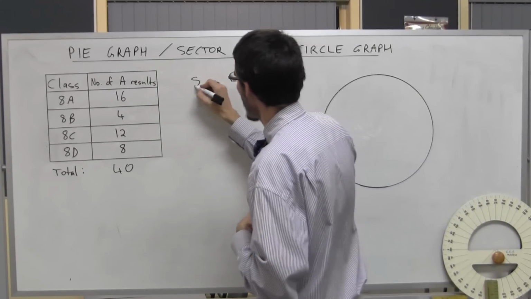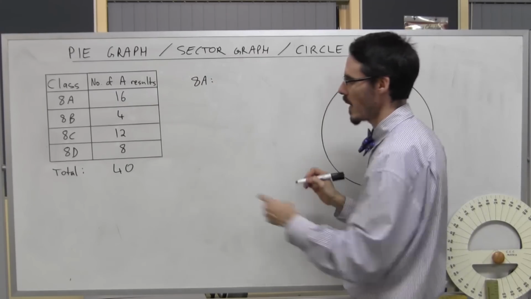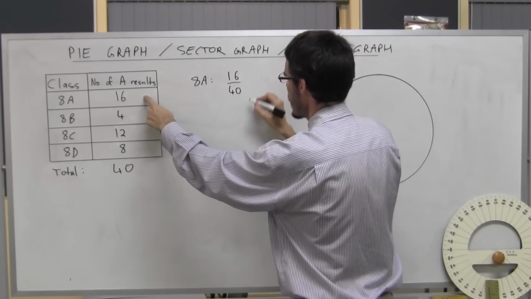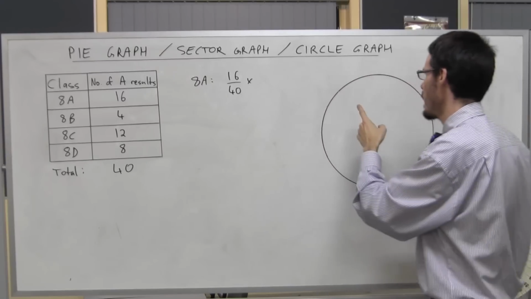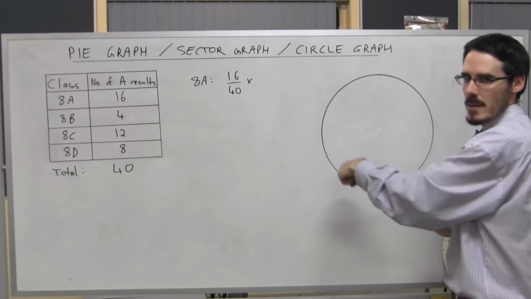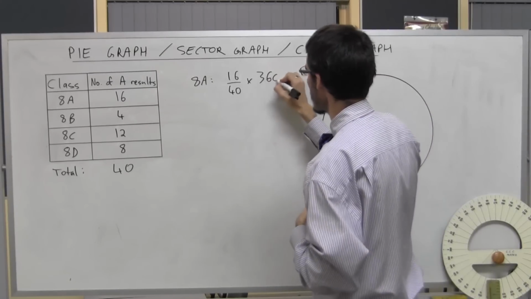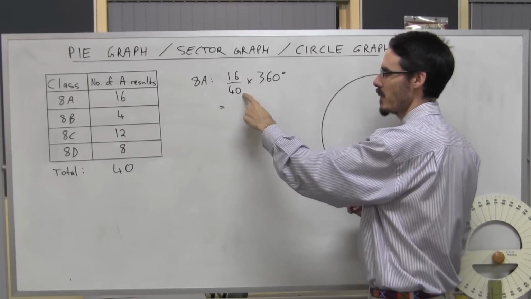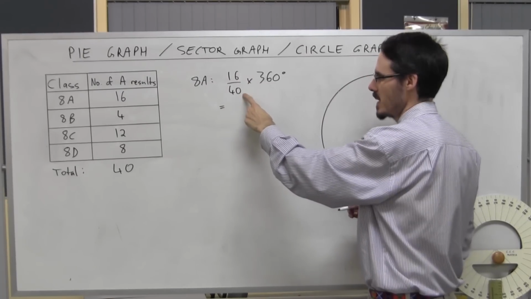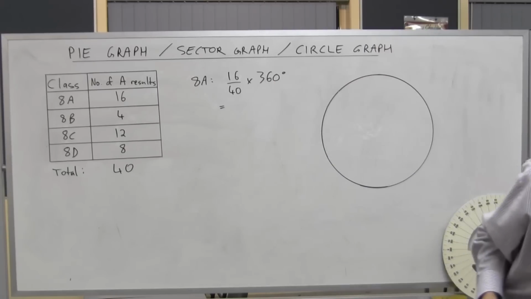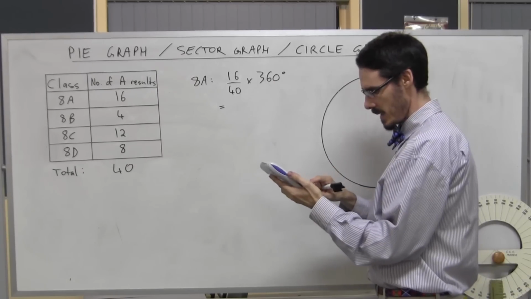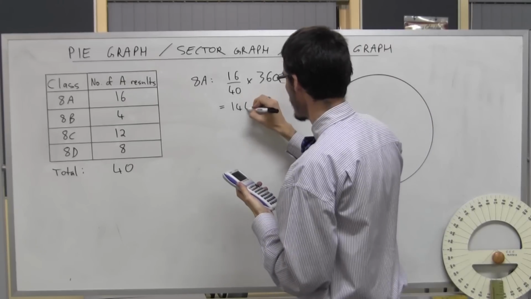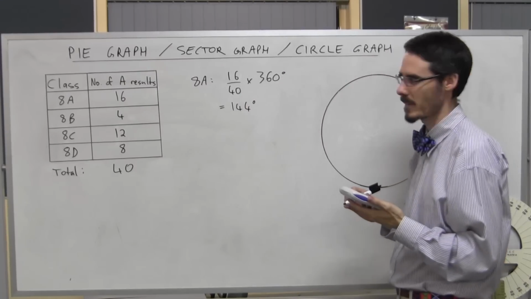So the sector for 8A is going to be what proportion? 16 out of 40 times the number of degrees in the circle, 360 degrees. Why don't I just get my calculator, that would be easier. 16 out of 40 times 360 is 144 degrees.